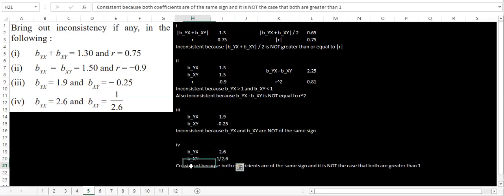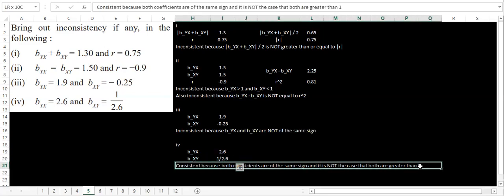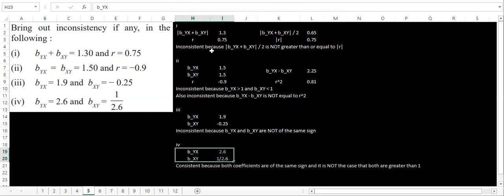So this is in fact consistent. There's no inconsistency here. All the previous three were inconsistent, and these were the reasons behind them.